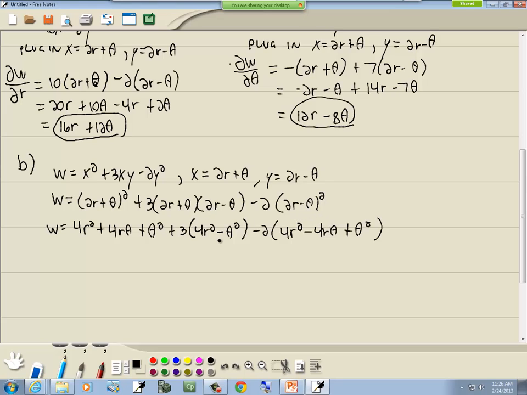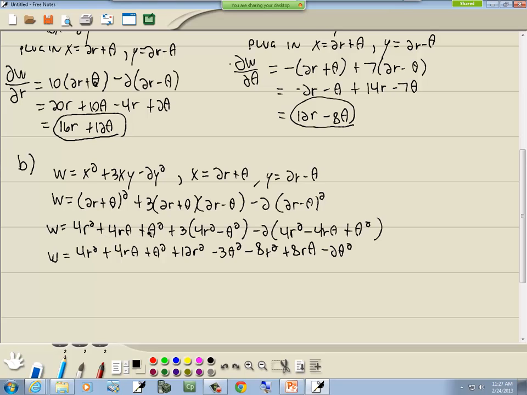Sometimes when I start skipping steps, that's where I make more mistakes. Not saying I don't make mistakes anyway, but so I get 4r squared plus 4r theta plus theta squared. Multiply 3 through, so that gives me 12r squared minus 3 theta squared. Multiply negative 2 through, and I get negative 8r squared plus 8r theta minus 2 theta squared.